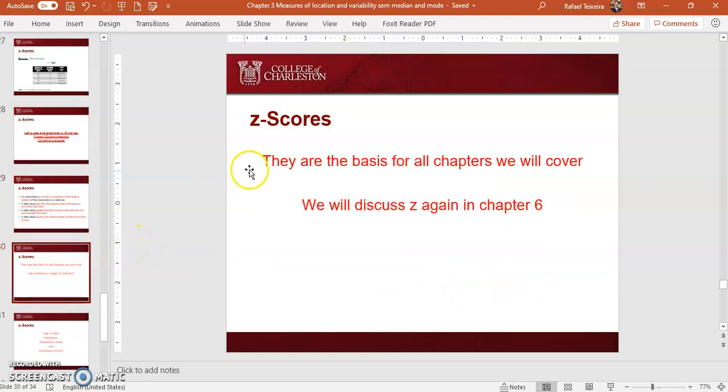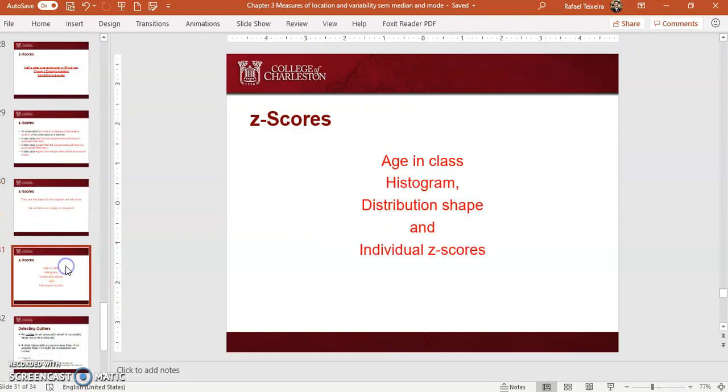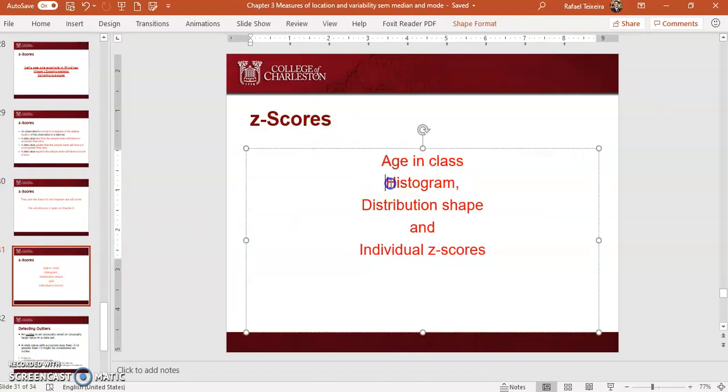Okay, so z-score is very important for our entire class, the entire semester, or in this case, the entire month we will be together in this class. We're going to be talking about z-scores. Okay, so z-scores can be used to standardize age in class, and you can see them in a histogram, like in a distribution, and then all this information comes together when we're talking about z-scores.